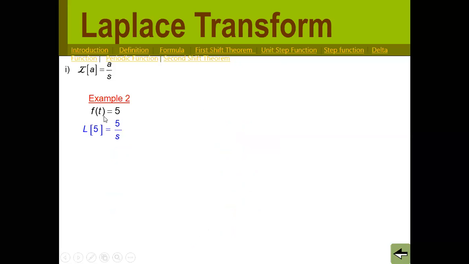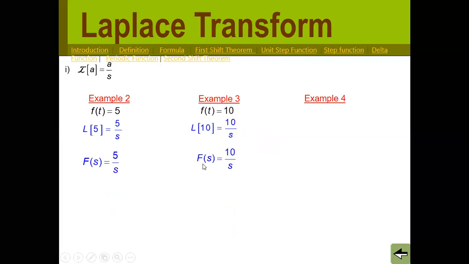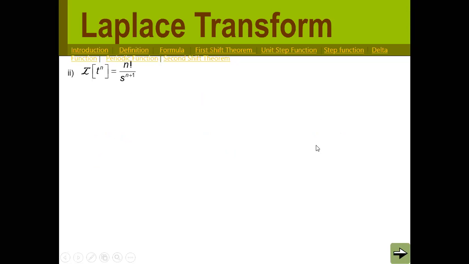So if f(t) is 5, then Laplace of 5 is 5 over S. Just substitute the A here. When f(t) equal to 10, Laplace of 10 is 10 per S. So we get F(s) is 10 per S. When f(t) is minus 5, Laplace of minus 5 is minus 5 over S.